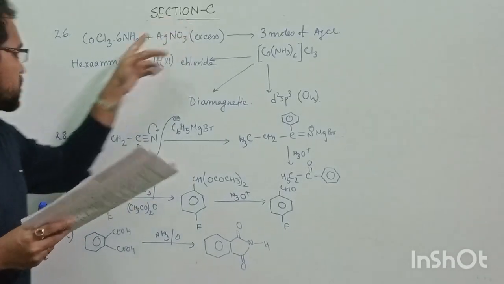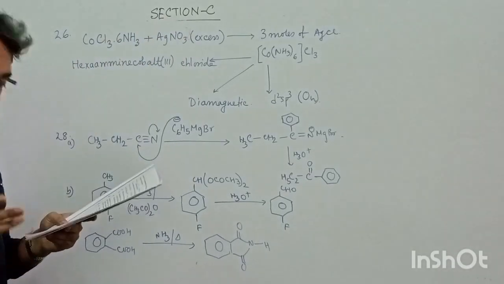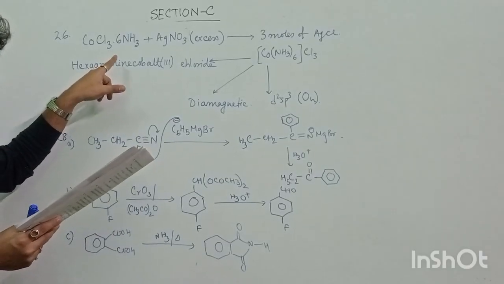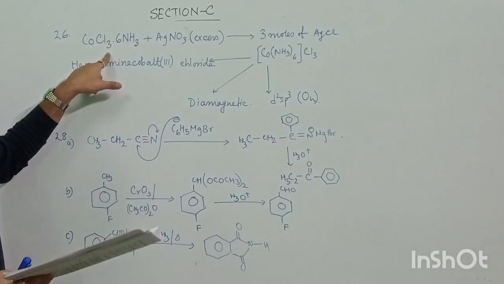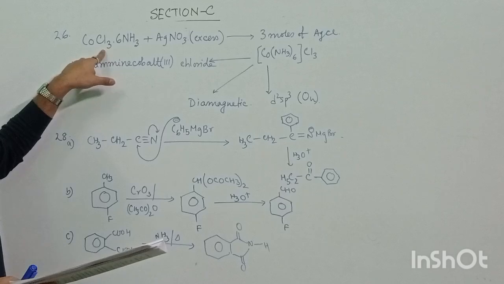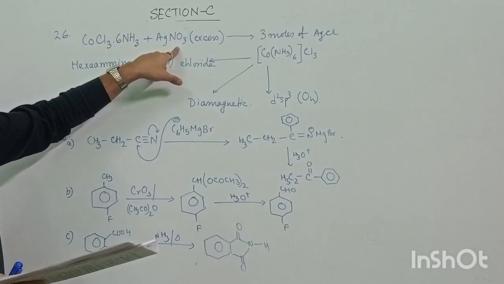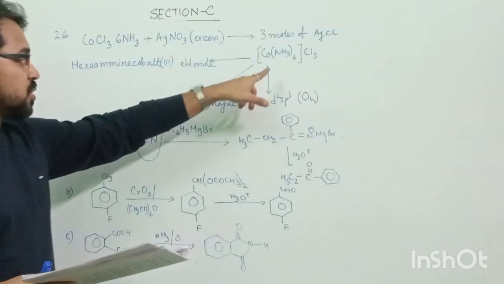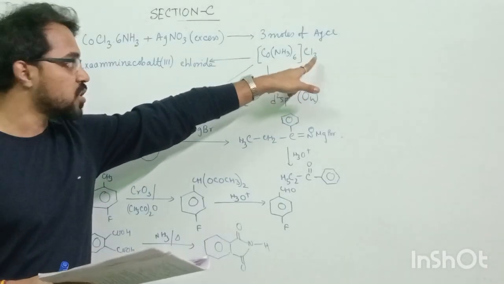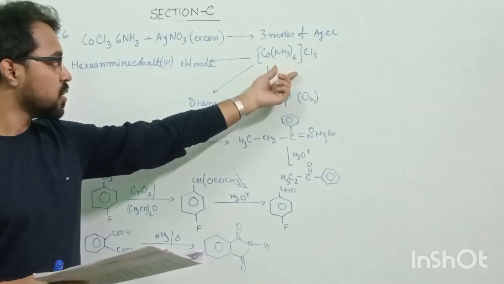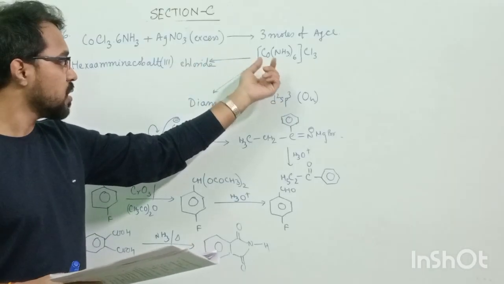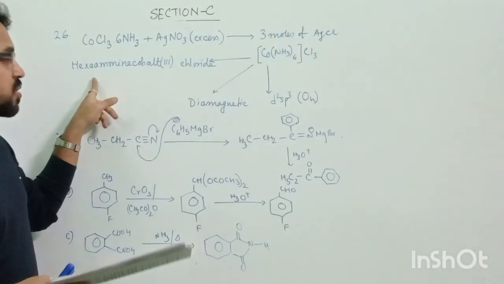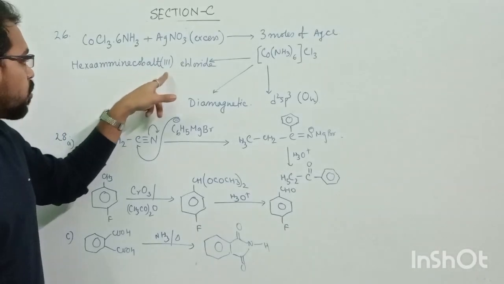Let's go for section C, question number 26, the question related to coordination compounds. This cobalt ammonia salt reacts with excess silver nitrate and produces 3 moles of AgCl precipitate. So definitely 3 chlorines are outside the coordination sphere. So the compound is basically [Co(NH3)6]Cl3. So the IUPAC name is hexaamminecobalt(III) chloride.